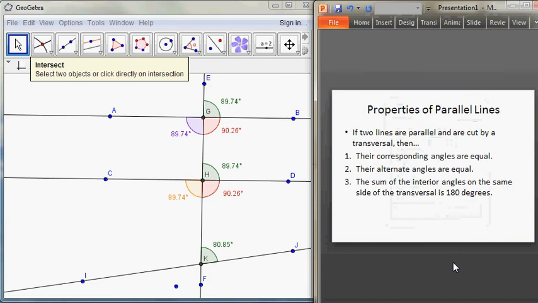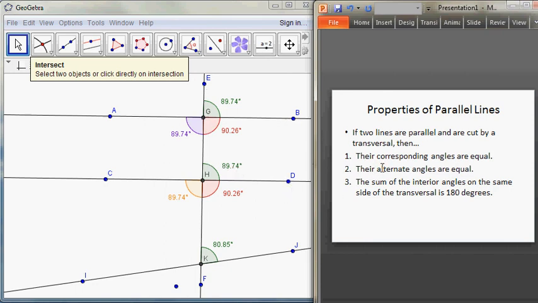Next up, we have the properties of parallel lines. So how do we know that two lines are parallel? If they're crossed by a transversal, these three properties should be true. One, their corresponding angles should be equal. So, for example, here angle EGB is equal to angle GHD. They're both 89.74 degrees.